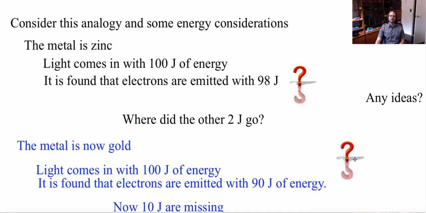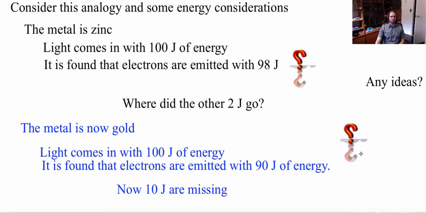Well, let's take a look here. Metal is gold. Light comes in at 100 joules of energy. It is found that the electrons are emitted with only 90 joules of energy. What happened to the remaining 10 joules of energy? Does anyone have any ideas?